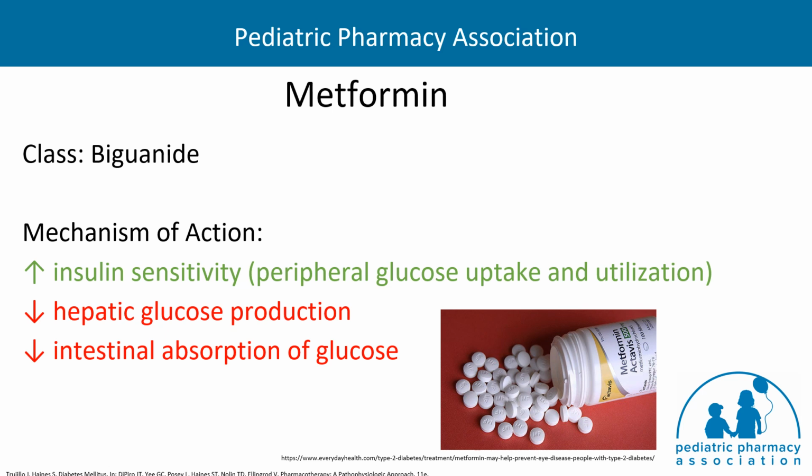Metformin is really a workhorse in the diabetes realm. It's the only biguanide available in the United States, and its mechanism of action targets those key problems that we're experiencing with type 2 diabetes mellitus. This includes increasing insulin sensitivity, so metformin assists in the peripheral uptake of glucose as well as the peripheral utilization of glucose. It's also going to decrease hepatic glucose production, so it's going to stop that liver from pumping out excess blood sugar when the glucose levels are already elevated.